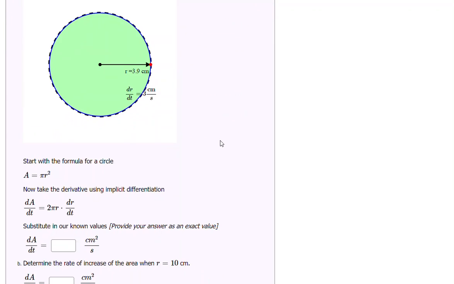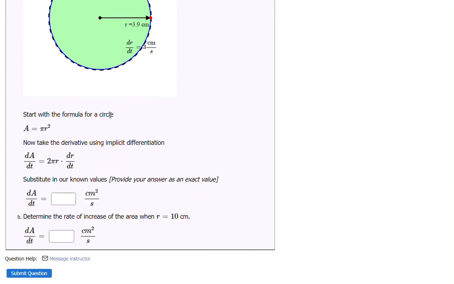So now what we do is we're going to start with the formula for a circle. So area is equal to pi r squared. And then we're going to take the derivative using implicit differentiation with respect to time. All right, so if we do that, then we just have dA dt, right? The derivative of A is just 1, but then you have to multiply by the inside. So you get dA dt is equal to, and then if we take the derivative of r squared, the 2 comes down, right? So we get 2 pi r, but then we have to multiply again by the inside. So dr dt.